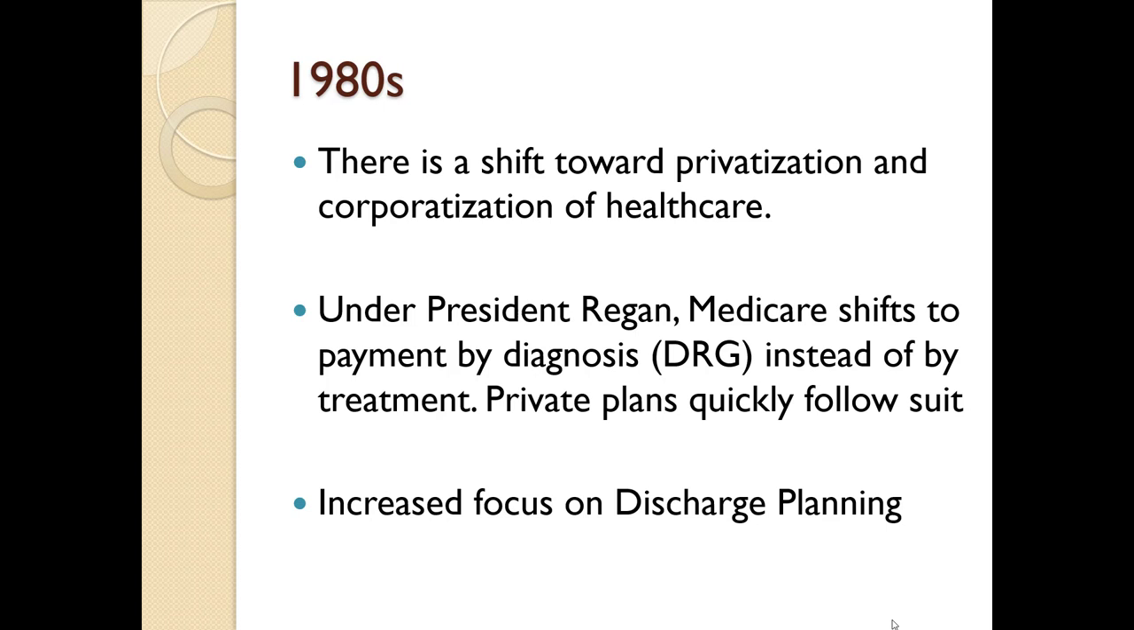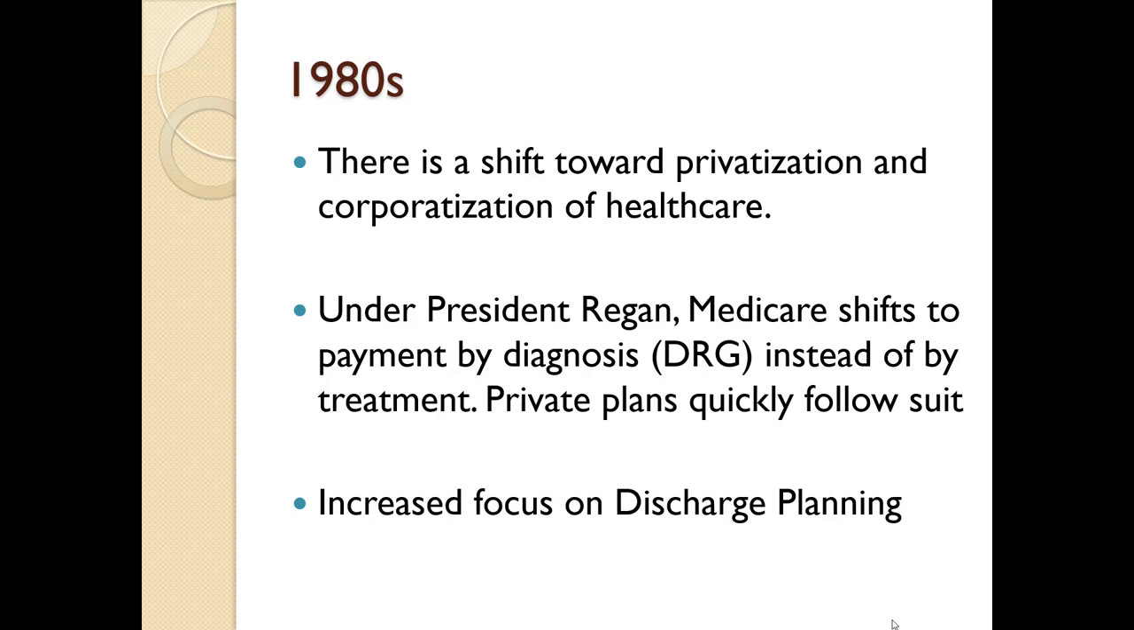It was under Ronald Reagan when Medicare shifted to what's called the DRG system, which is the diagnostic related group system, instead of payment by treatment. And insurance plans quickly followed this. So the DRG system, what that basically is, if you go into the hospital with pneumonia and that's your primary diagnosis, you have a DRG of 9.1 days in the hospital. And so if you're in the hospital for 15 days or 30 days, the hospital's only going to get paid for 9.1 days. That's the diagnostic related group process.